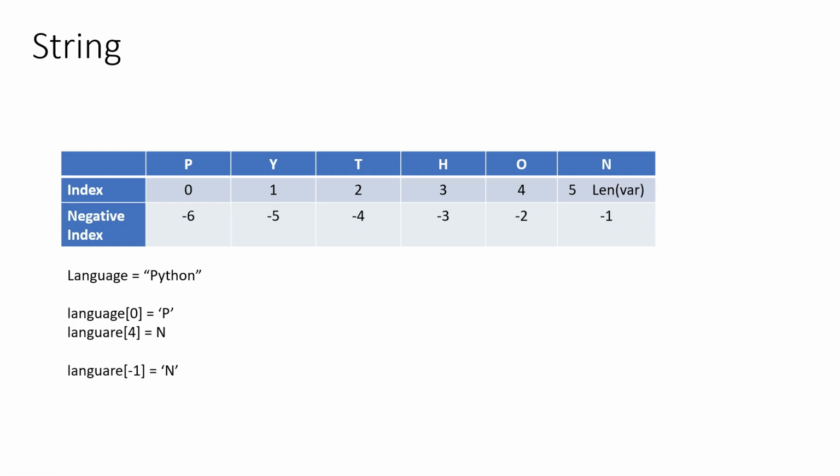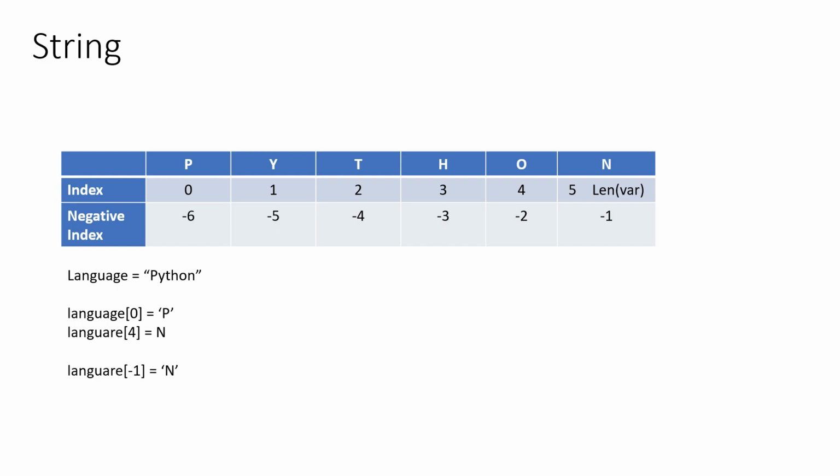Similarly, we have negative index as well, starting from the end. So minus 1 would be the last character. So minus 1, minus 2, minus 3, it goes that way. So if I access language at index minus 1, I'll get N. If I access language at index minus 4, I'll get T. So you need to put this in your mind because when we write programs, you would need this understanding. So that's why I covered this first. I hope this is clear.